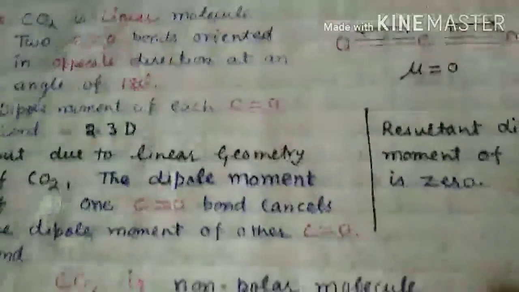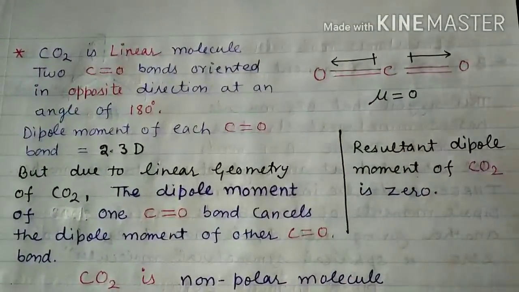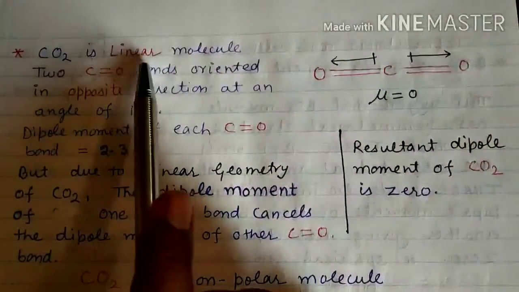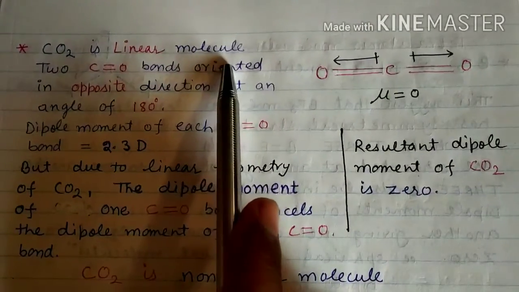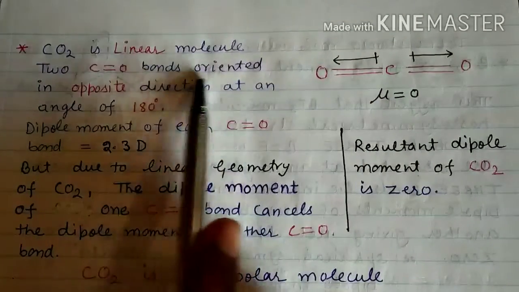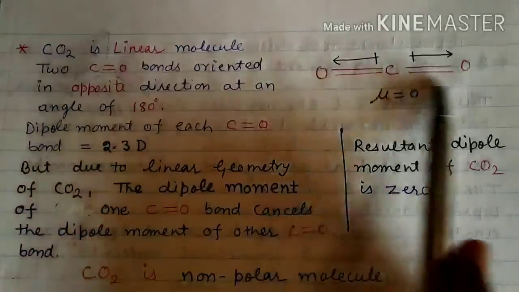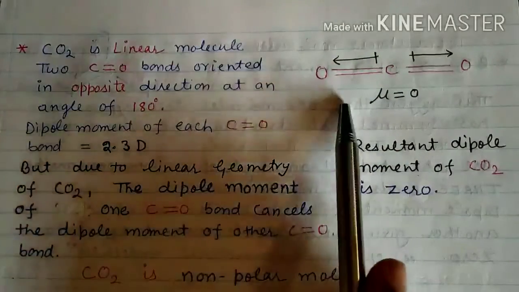So let's see how the dipole moment of CO2 is 0 and how the dipole moment of water is non-zero. In case of CO2, you can see the molecule is linear. Two CO bonds are oriented in opposite directions, as you can see from this picture, at an angle of 180 degrees.